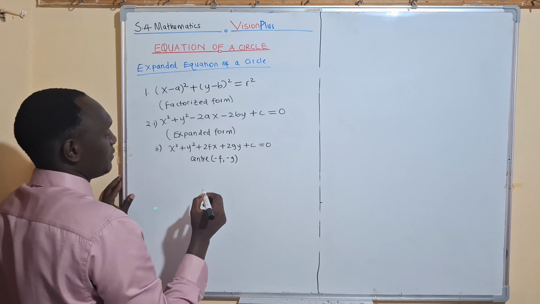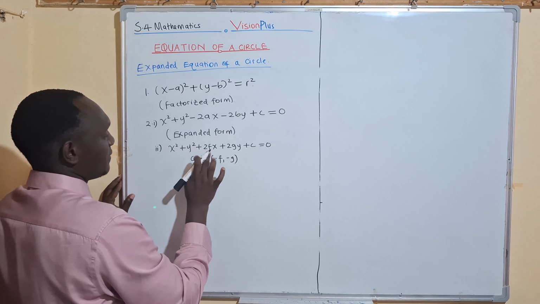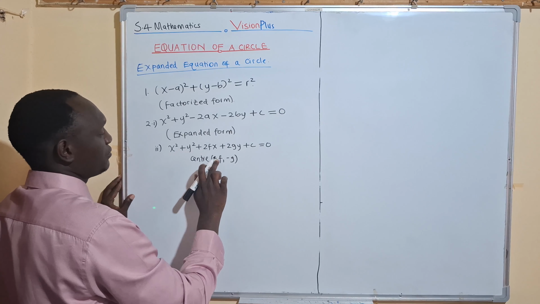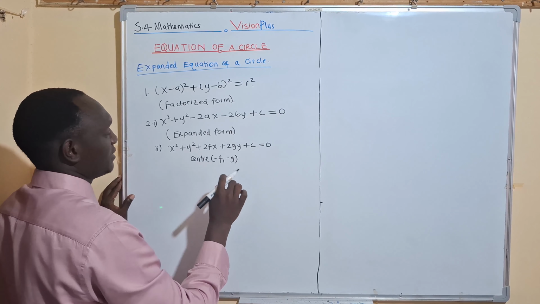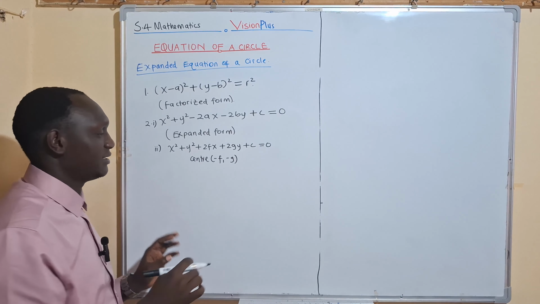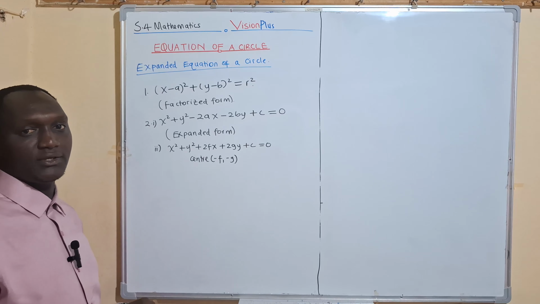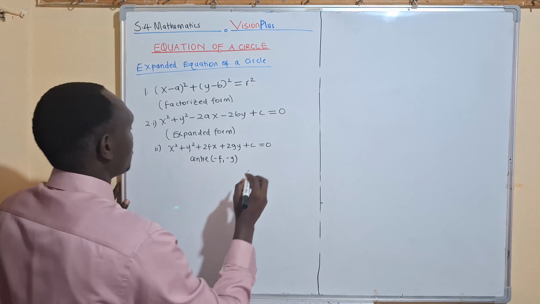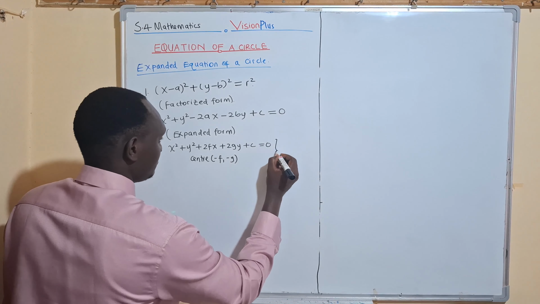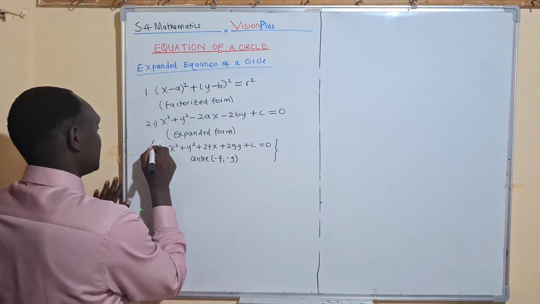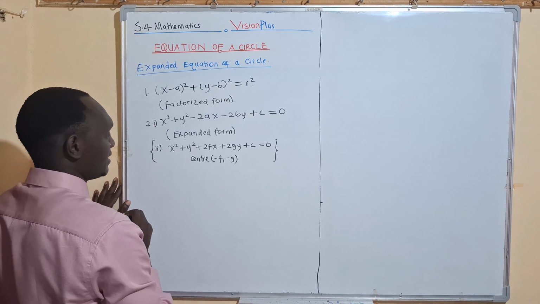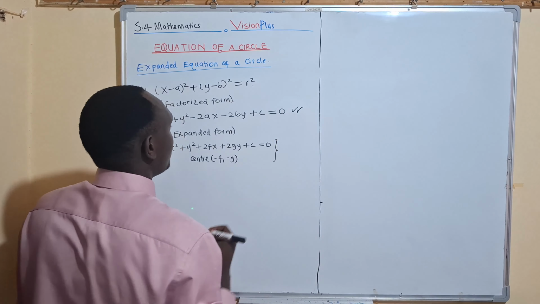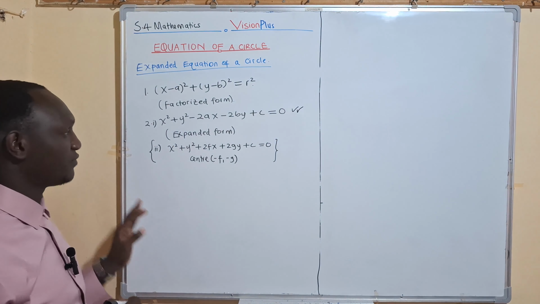So you find f and g, and then for them to be the coordinates of the center, you change their signs. You multiply them by negative 1. They give the same answers, but I'm not going to encourage this. What I'm going to encourage is that we use this form of the expanded form.